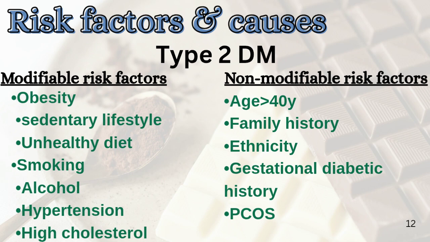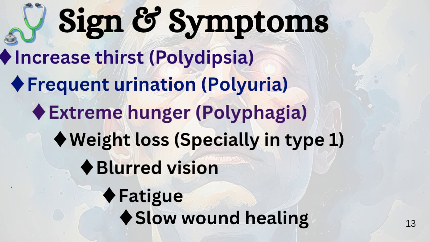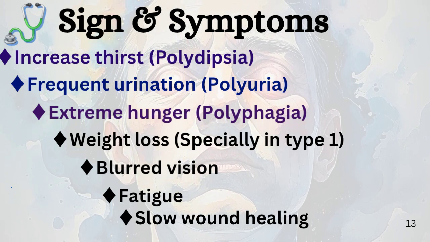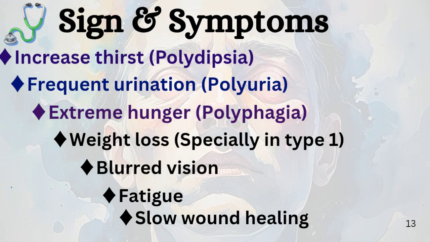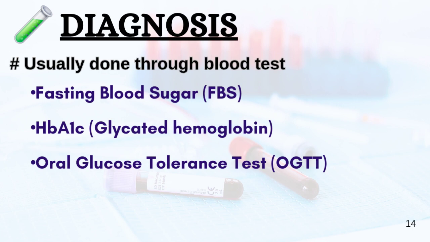Non-modifiable factors are those we cannot change. These include age over 40, family history of diabetes, certain ethnicities like Asian, Hispanic, or African descent, a history of gestational diabetes, and conditions like polycystic ovarian syndrome. Signs and symptoms: increased thirst, polydipsia, frequent urination, polyuria, extreme hunger, polyphagia, weight loss, especially in type 1, blurred vision, fatigue, slow wound healing.